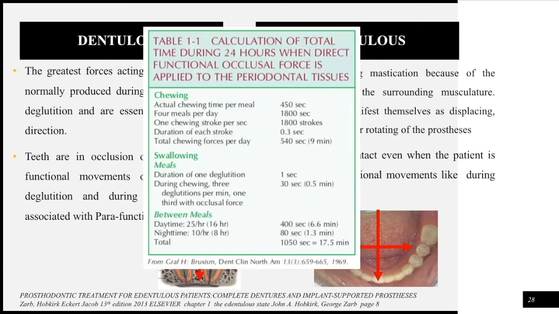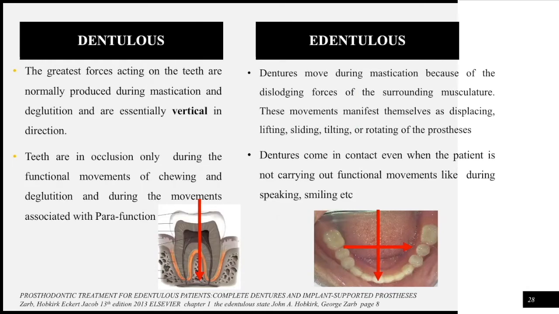Chewing is restricted to a short duration in a day, and deglutition occurs around 500 times in a day. In a day, the teeth are subjected to functional forces of 17.5 times per day.